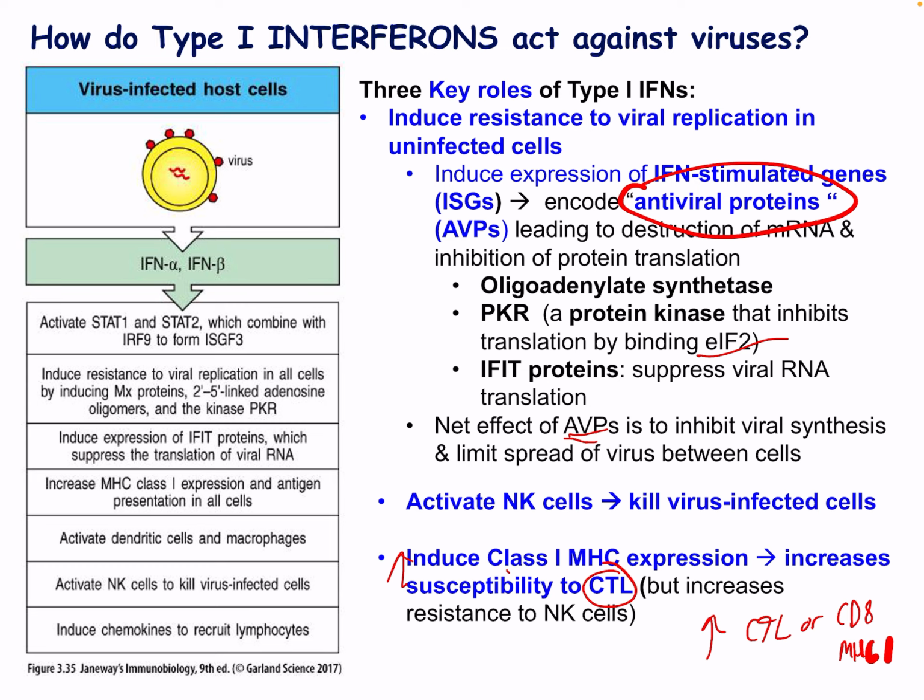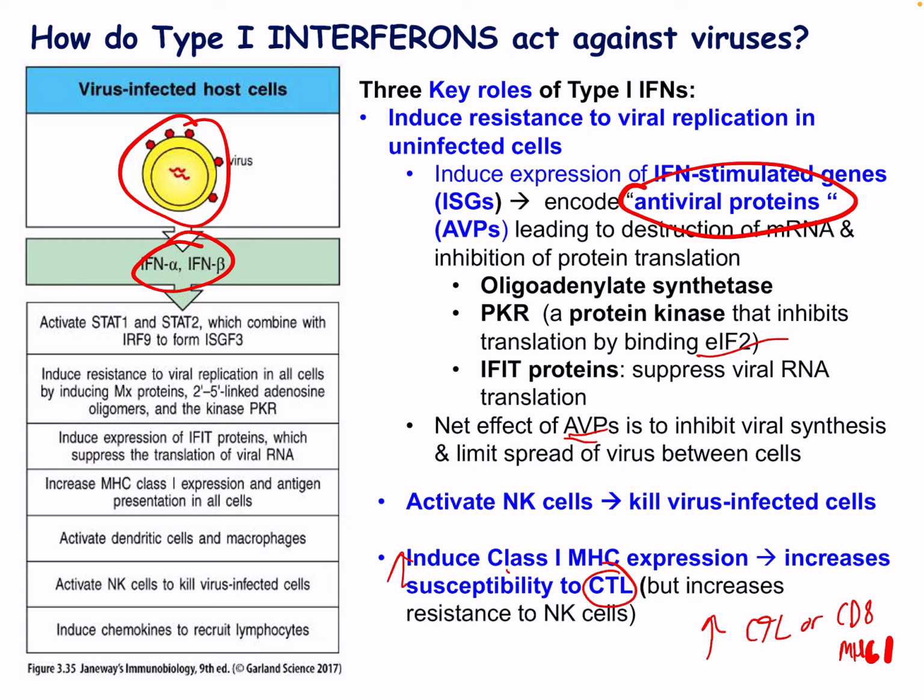So here's pretty much the summary figure, which we haven't covered all of these yet, but it's just a good way to see this. The initial infected cell releases alpha and beta interferon, and because of activation of our transcription factors, there is increased resistance to viral replication, increased expression of IFIT, which we'll talk about later, increased MHC as we just discussed, an increase in antigen-presenting cells, an increase in NK cells, and an increase in chemokines to recruit lymphocytes. So now we're going to talk about each of the antiviral proteins in a little more detail.